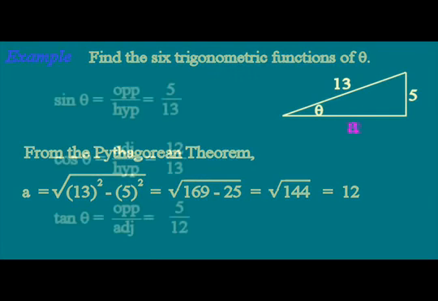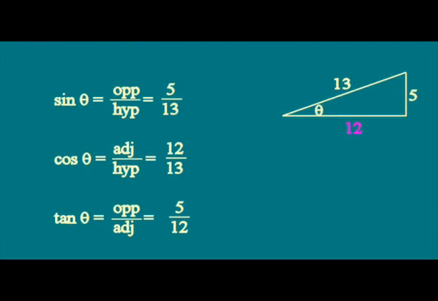Now we can look at the triangle and read off the trig functions. Sine is opposite over hypotenuse. We get 5 over 13. Cosine is adjacent over hypotenuse, so we get 12 over 13. Tangent is opposite over adjacent. That comes out to be 5/12.